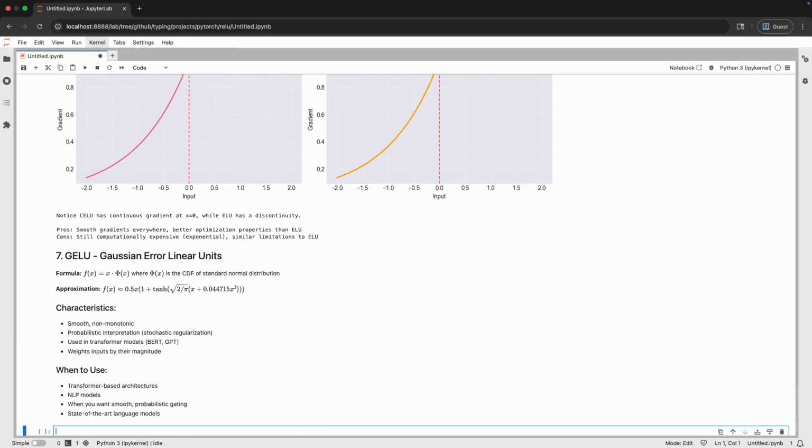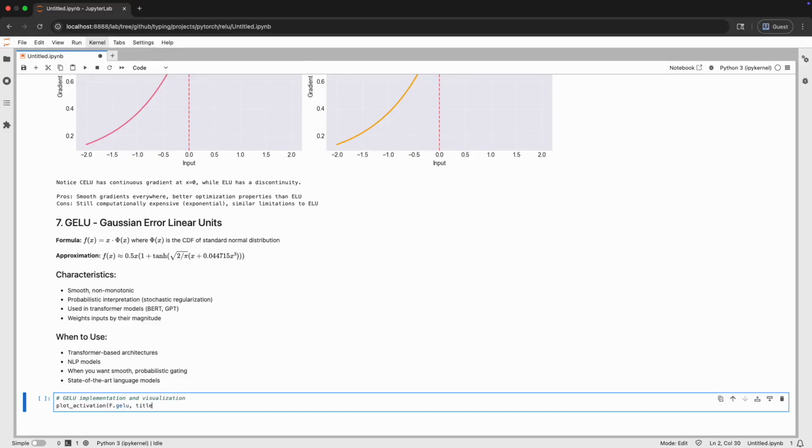GELU, or Gaussian error linear units, introduces a probabilistic interpretation of activation. It weights inputs by their probability of being positive according to a standard normal distribution. This is the activation function used in transformer models like BART and GPT.